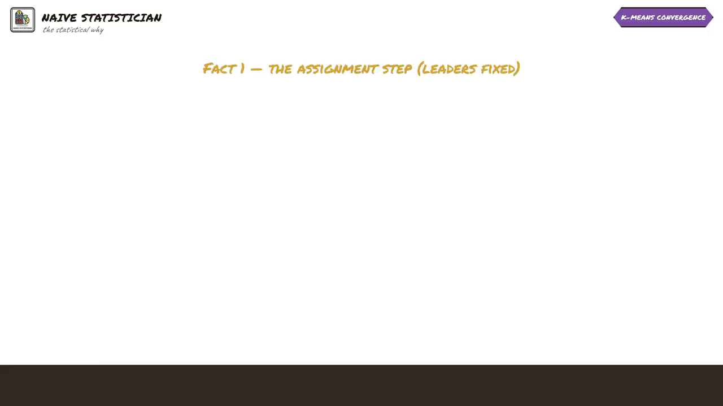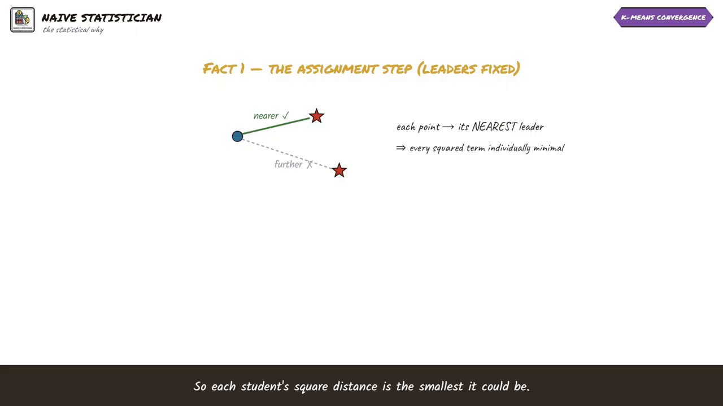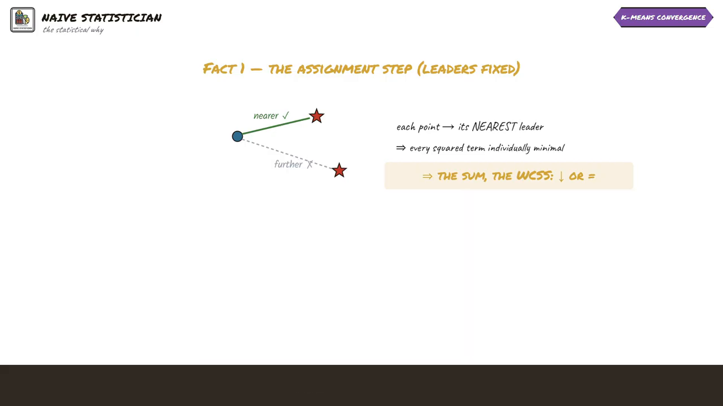Fact 1. The assignment step. Leaders fixed. Each student is sent to the nearest leader. So each student's square distance is the smallest it could be. You cannot shrink a term by moving someone to a further leader. Every term is individually minimal. So their sum, the WCSS, cannot rise.